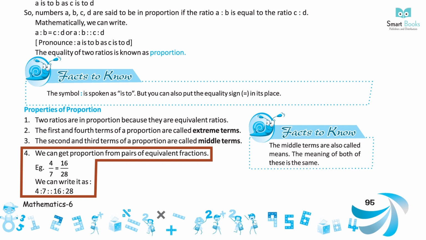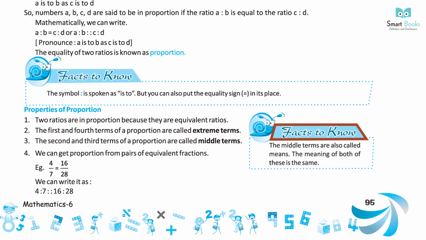Example, 4 upon 7 equals 16 upon 28. We can write it as 4 ratio 7 is to 16 ratio 28. Facts to know: the middle terms are also called means. The meaning of both of these is the same.